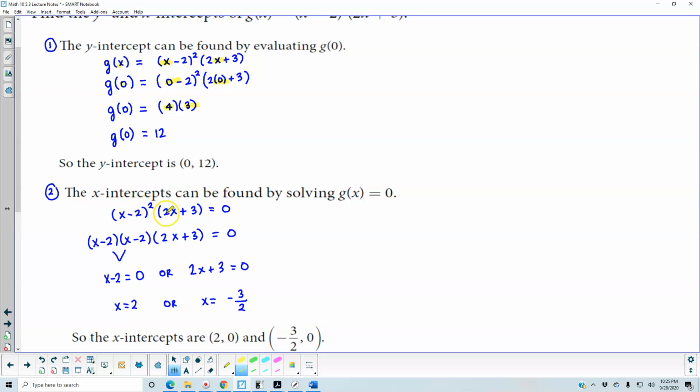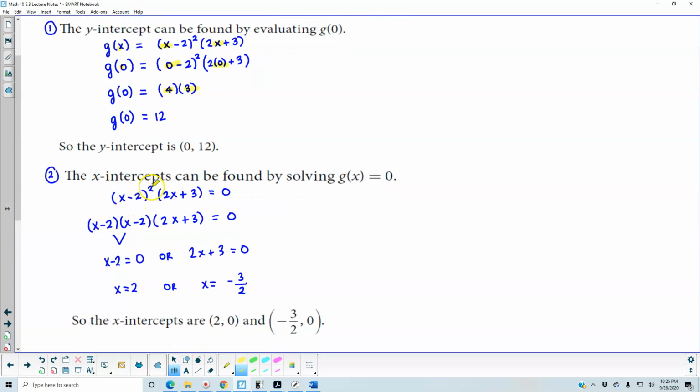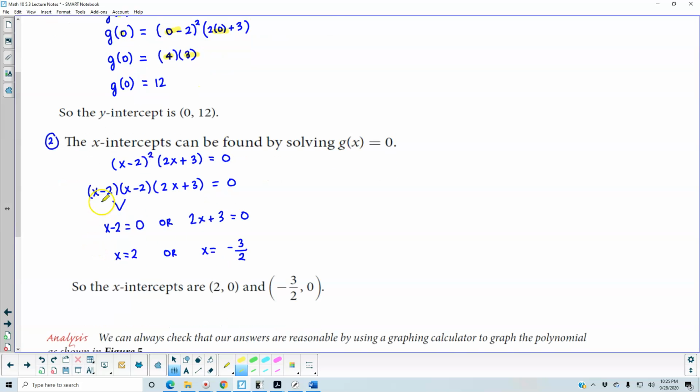Now, as opposed to some other examples that we've done so far in this section, this is already in factored form. So what that means is we have (x minus 2) squared, which is the same thing as (x minus 2) times (x minus 2), times (2x plus 3), which is equal to 0. Now x minus 2 and x minus 2 is the same thing as saying x minus 2 is equal to 0. So that means we have one solution, or one x-intercept, where x is equal to 2. And over here, we have 2x plus 3. If we subtract 3 from both sides and divide by 2, then x is equal to negative 3 over 2.